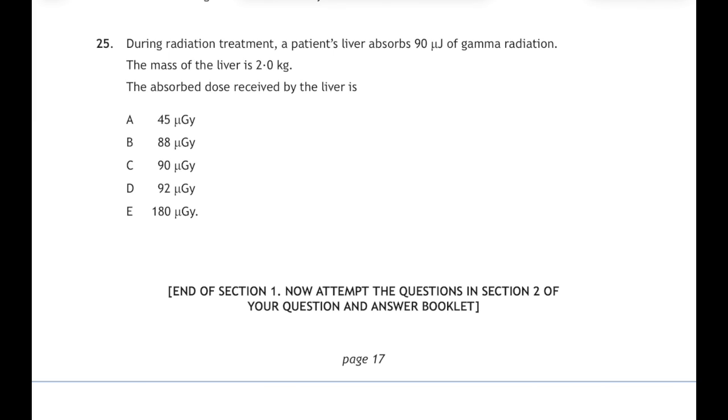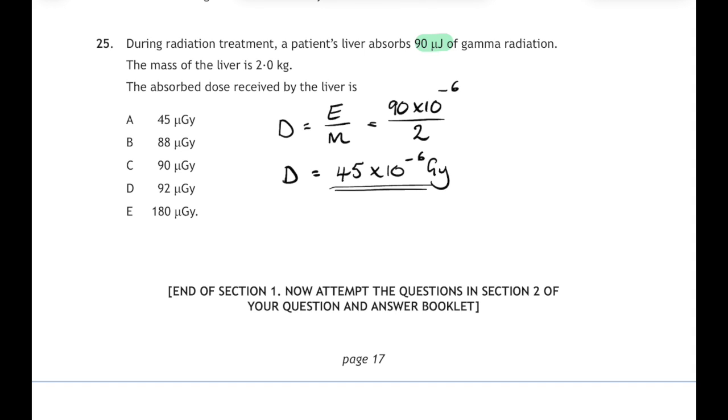Last question then, question 25. During radiation treatment, a patient's liver absorbs 90 microjoules of gamma radiation. The mass of the liver is 2 kilograms, and we have to work out the absorbed dose received by the liver. So straight to your relationship sheet. Absorbed dose is equal to the energy absorbed per unit mass, D equals E over M. The energy absorbed was 90 microjoules, that's 90 times 10 to the minus 6, divided by the mass, which was 2 kilograms. And that gives you an answer of 45 times 10 to the minus 6 grays, that's 45 micrograys. That corresponds to answer A.